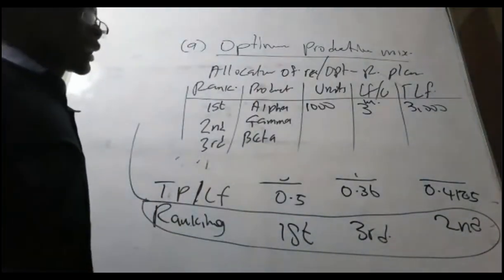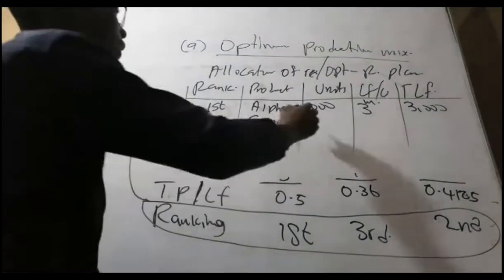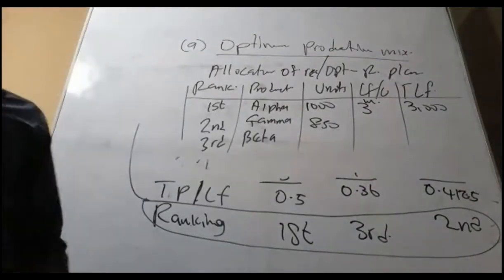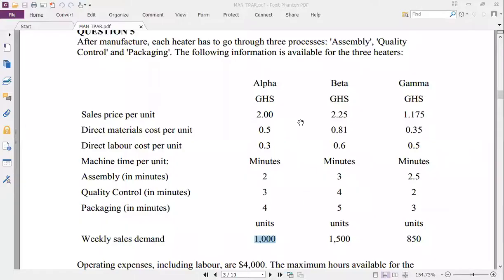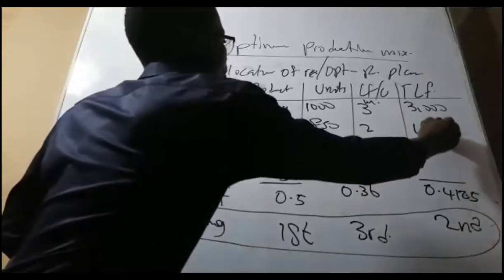Then let's go to the second person. The second person is gamma. Gamma, the demand is 850. And then limiting factor happen to be 4. Good. Limiting factor is 4 for gamma. Beta is 2. Great. Yes, so beta is the last one, 2. So therefore to give us 1007.